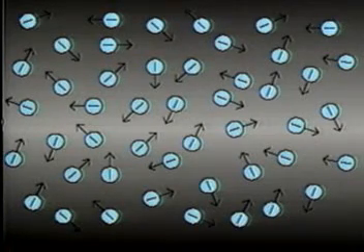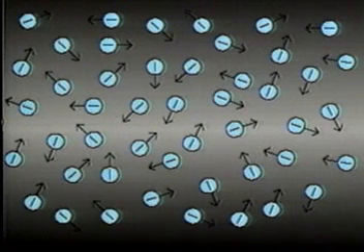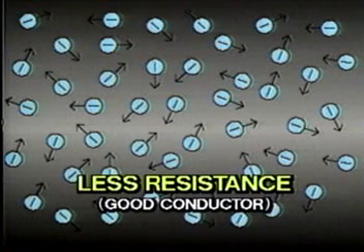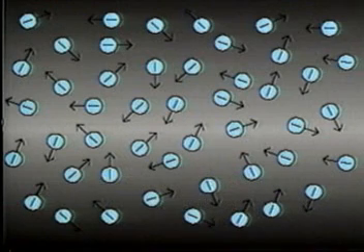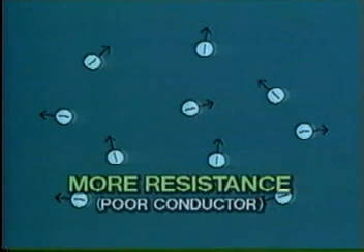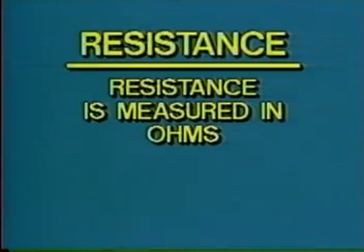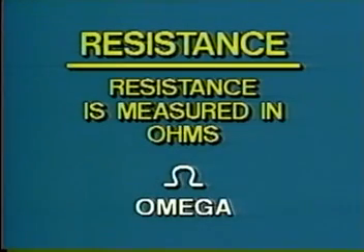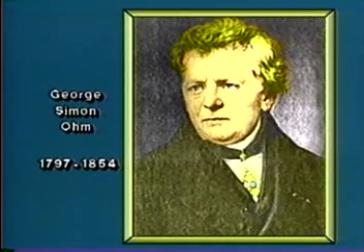Because current is the movement of free electrons, the more free electrons available in a material, the less resistance. Hence, the better it is at conducting electricity. And the opposite is true for an insulator material. That is, fewer free electrons means more resistance. The unit of measurement for resistance is an ohm and is represented by the Greek symbol omega. It's named after a mathematician, George S. Ohm.